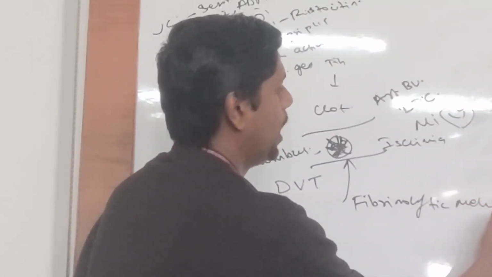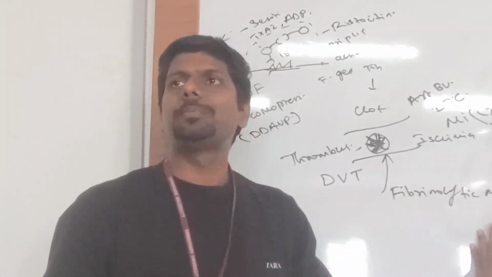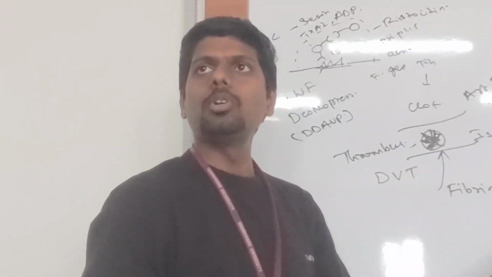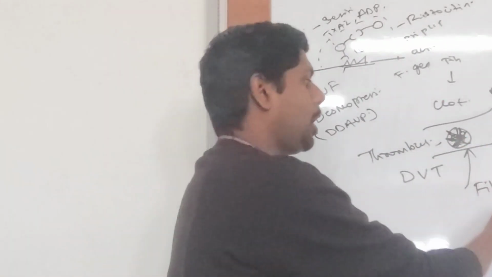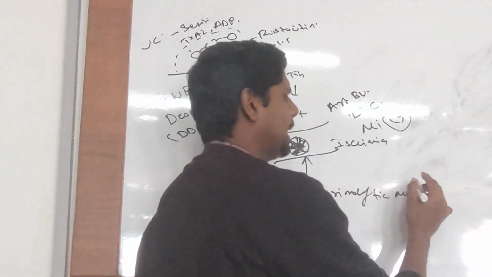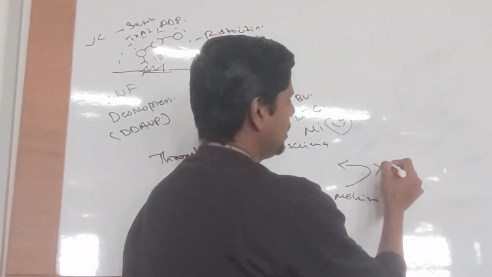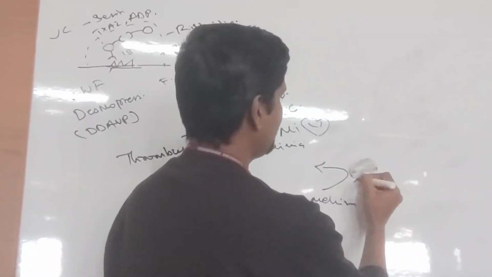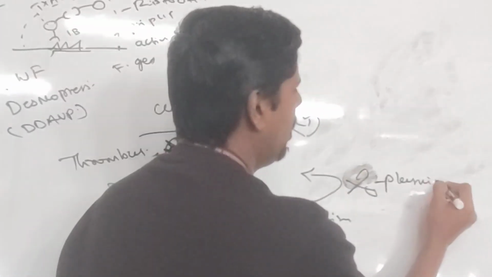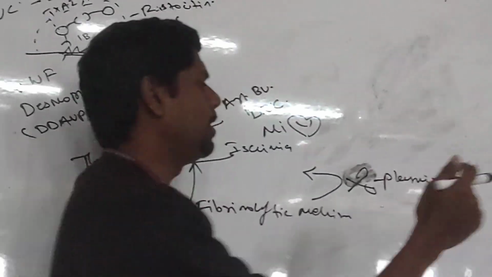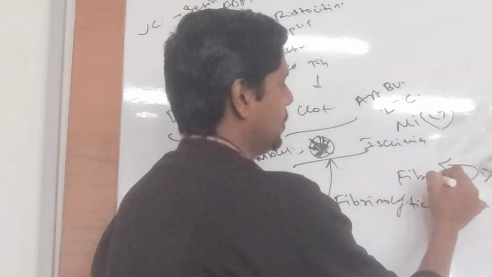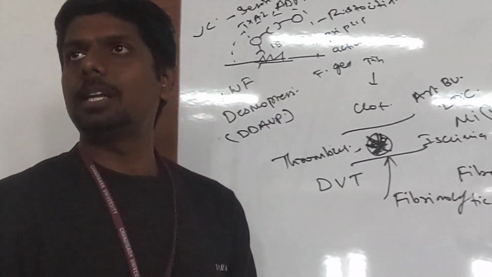Fibrinolytic mechanism. What is the function of the fibrinolytic mechanism? This will remove the clots from the circulation. Got it? Remove the clots from the circulation. Now there is a problem with the fibrinolytic mechanism. Say for example, the fibrinolytic mechanism has a scissor molecule, we can say. I don't know how to draw a scissor now. Yeah. So this is plasmin. Plasminogen. So plasminogen will be converted to plasmin. Plasmin will cut the fibrins.